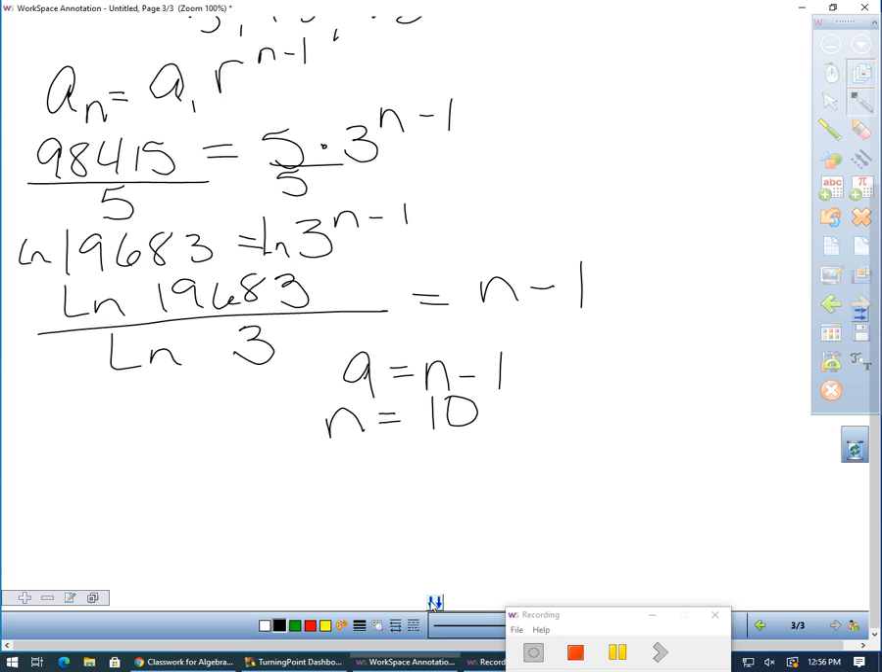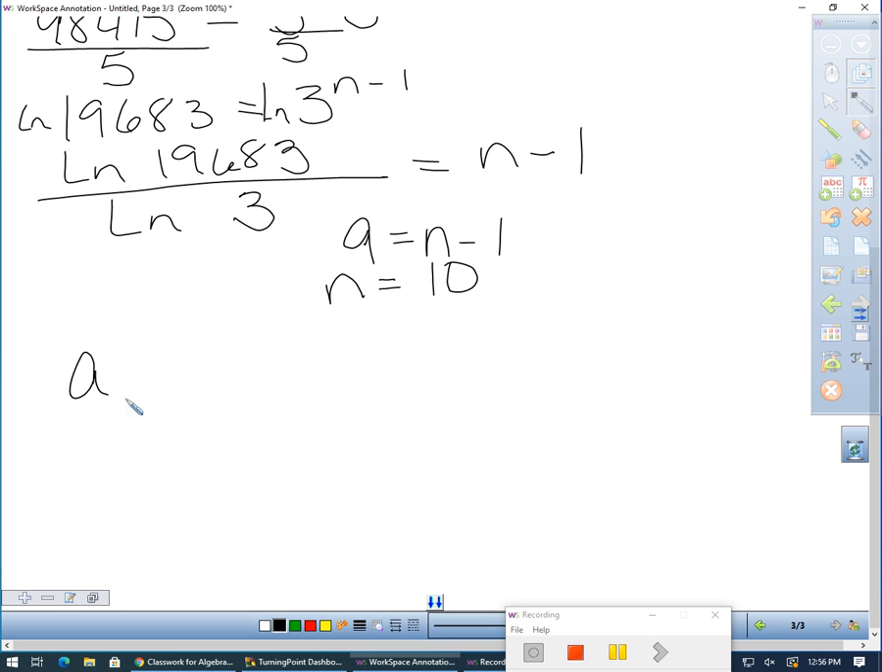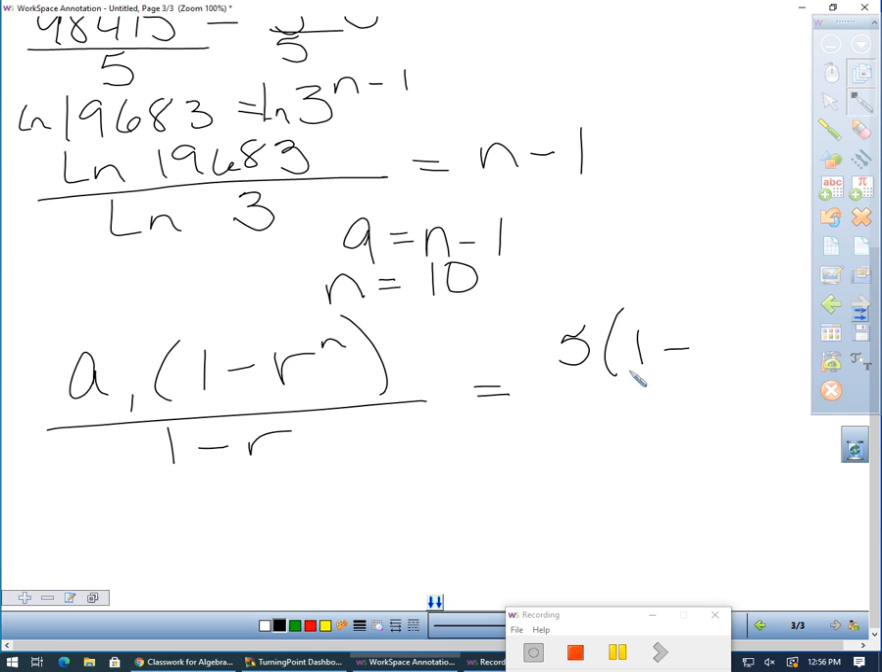Remember that the formula I gave you at the top of this page was a sub 1 times 1 minus r to the n over 1 minus r. So our first term was the number 5. So 5 times 1 minus 3 to the 10th divided by 1 minus 3. That's the rate, that's the r. That's how much we were multiplying by each time. 5 times 3 was 15, times 3 is 45.